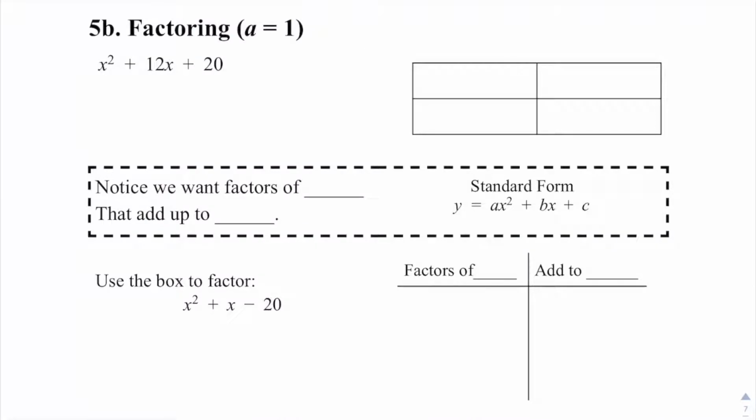So here we are with factoring when a equals 1. And if you remember, the a value is just in the standard form here. It's the variable that goes with the x squared term. So let's take a look and use the Punnett square like we have before.